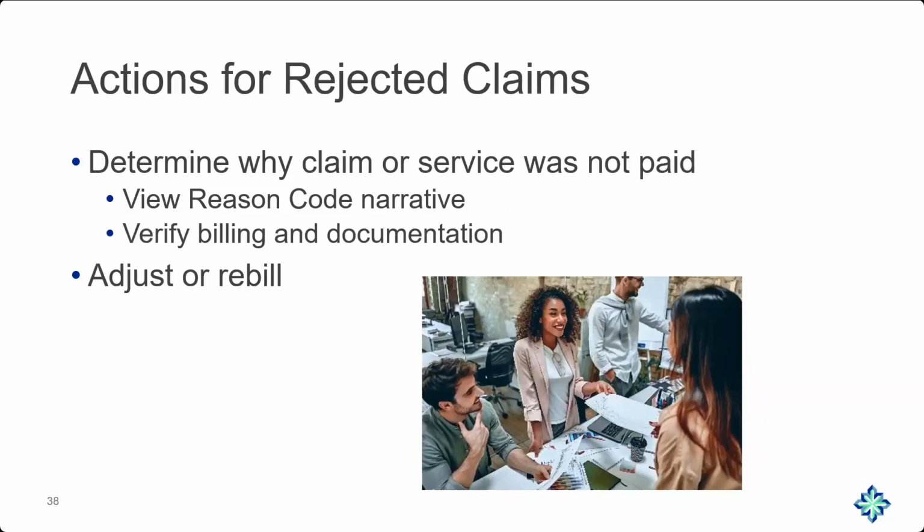Claims, or lines even, that are unprocessed, processed but unpaid. They might be rejected, meaning that they have a technical or billing error and were not paid. In these cases, you also have to determine the reason why before you can decide how to proceed. You're going to view those reason codes and their descriptions, and then depending on what's rejected and why, take a look at your billing and take a look at your medical records. Was there an error that's easily fixed? Depending on the situation, you could either send a new claim or adjust the prior claim.